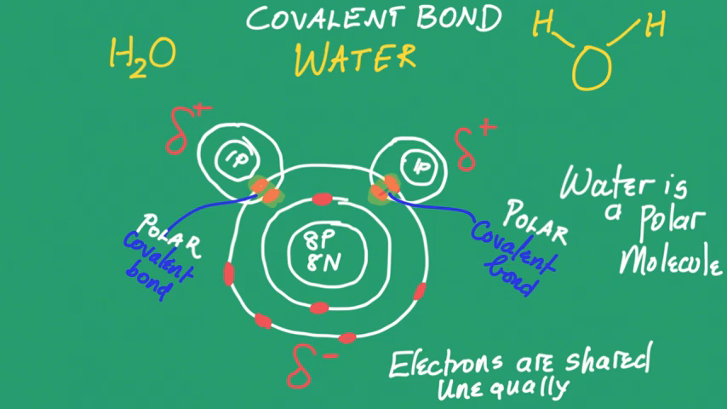So that's why we say that water is a polar molecule, because it has a positive end and a negative end, and the electrons are shared unequally. And this type of bond is called a polar covalent bond because electrons are shared unequally. Since water is a polar molecule, it is a great solvent.